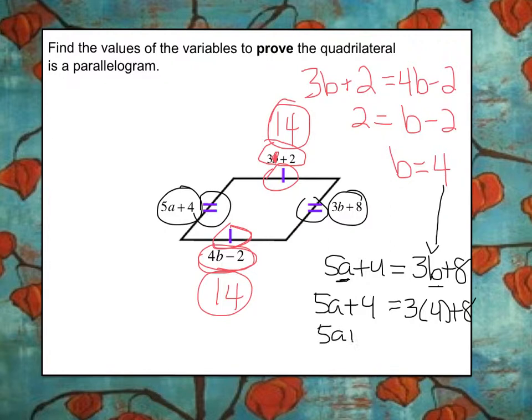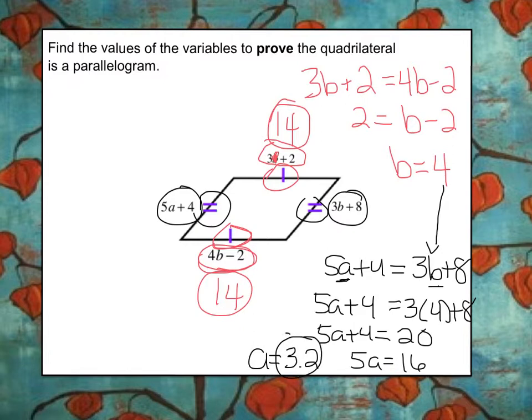So 5a plus 4 is going to equal, let's see, 3 times 4 is 12, plus 8 is going to be 20. Minus 4, so I get 5a equals 16. And divide both sides by 5, and a is going to equal 3.2, and I just used a calculator to get that. It'll also be a fraction. So now that I have that a, I can plug it in for this side length and find out what that side length is, and take this 4 and plug it in for b.